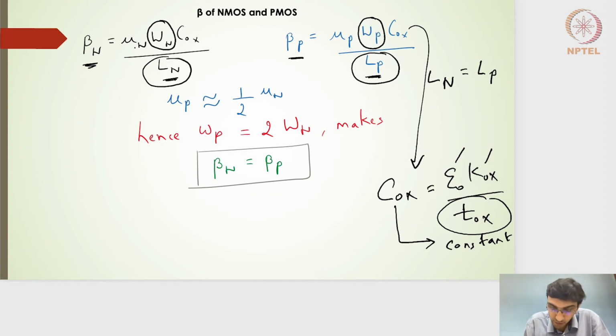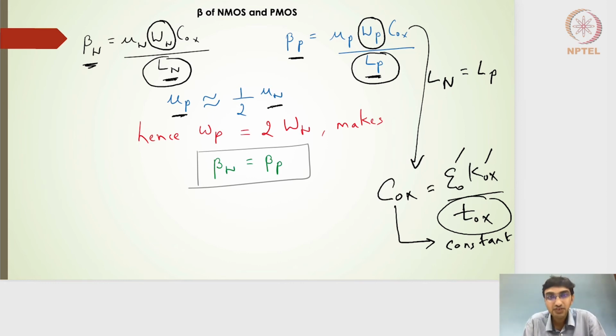Mu for NMOS and mu for PMOS will be different, but again, for an ideal long channel behavior or model, it will be a constant value. Although for the PMOS, we effectively take it as close to half of the mobility of the NMOS.